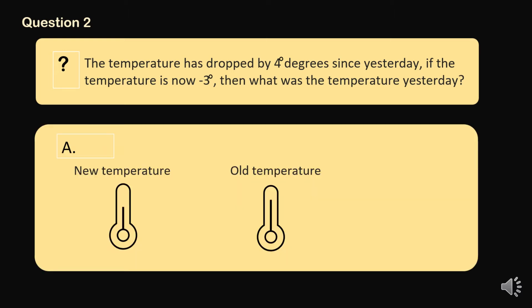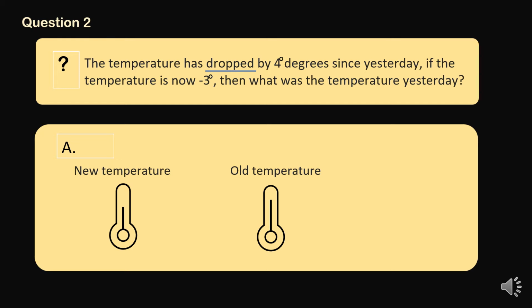In this question, we clearly have two temperatures. We've got the current temperature and we've got the previous temperature. So the current temperature is what we're going to call the new temperature, and the previous temperature is what we're going to call the old temperature. So in this question, we have only one missing information. This means we need only one equation to solve this problem. But let's have a look for clues first.